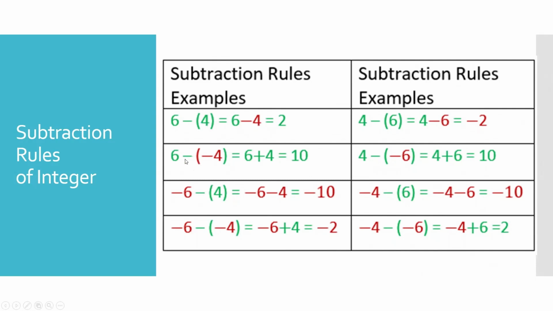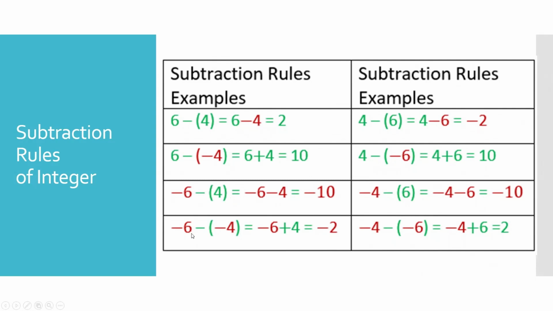Like the next example, you see 6 minus minus 4. So this minus and this minus will be multiplied together and will be plus. So 6 plus 4, this is 10. Next example, you see minus 6 minus 4. So this 4 will be negative 4 if you remove the bracket. So for subtraction rules, you should try to remove the bracket, then it will be easier for you to understand. Minus 6 minus 4 together will be minus 10.